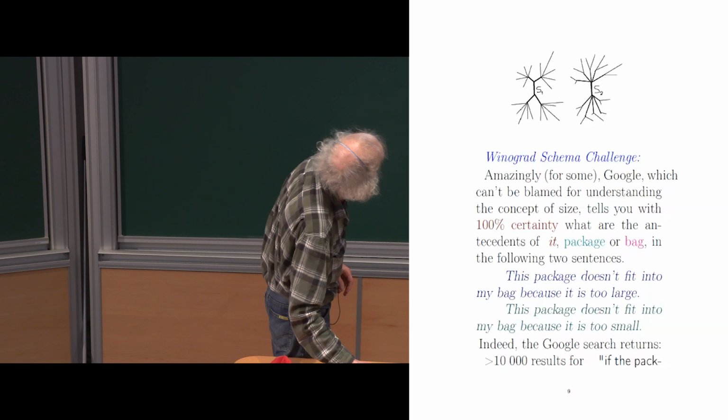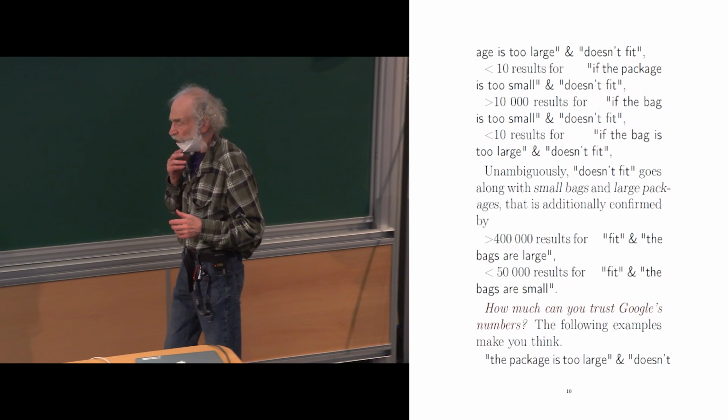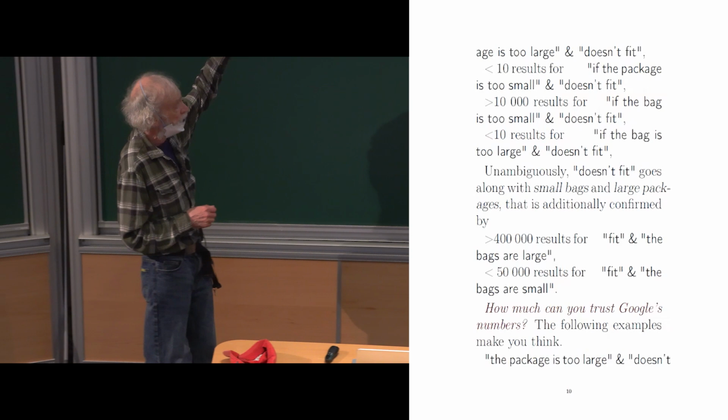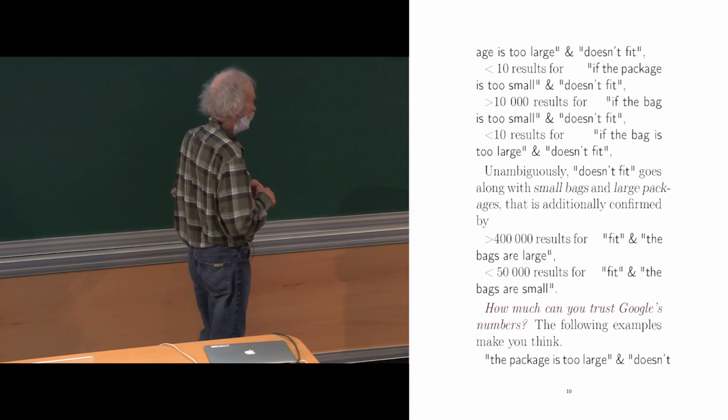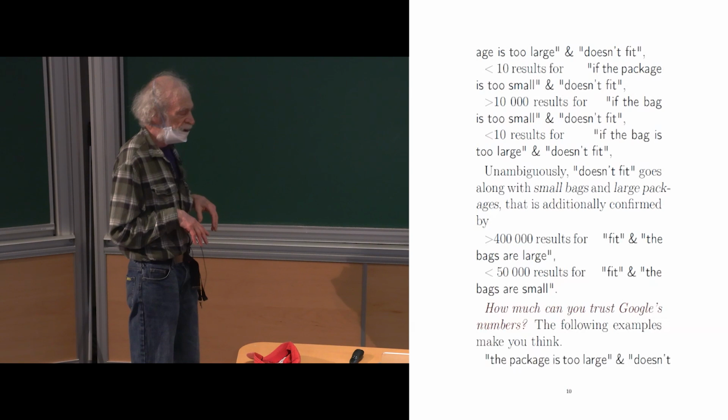If you have a sentence, this package doesn't fit into my sack because it's too big, or because it's too small, and it is presented as its pronoun, what is the noun corresponding to it? And this was Winograd's challenge, saying it's very difficult for an artificial system to decide, because it goes from semantics, it isn't covered by the syntax of the sentence.